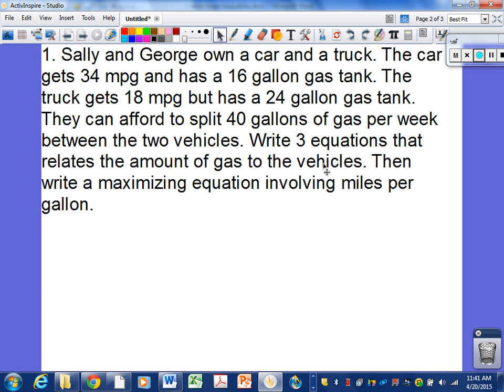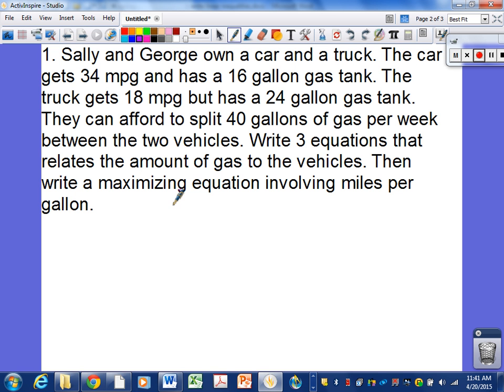Your problem is not going to tell you that. It's going to ask you to solve something right away. This part is bonus extra that I threw in because we're just writing inequalities today. Tomorrow, they will not tell you to do this, but you're going to have to do it anyway. So 3 equations that relate the amount of gas to the vehicles.